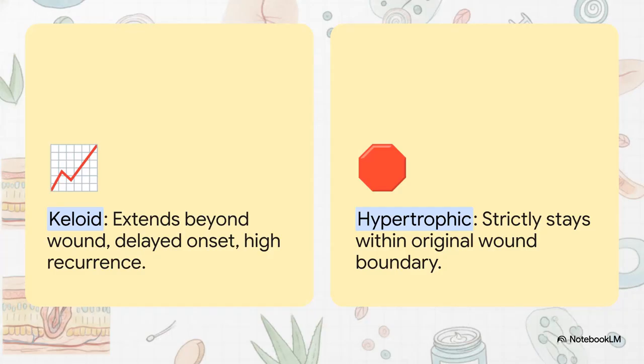Let's lock in this keloid exam pearl right now. Keloids are notorious because they extend beyond the original wound, they have a delayed onset, an incredibly high recurrence rate, and they're more common in darker skin. Compare that instantly to a hypertrophic scar, which strictly obeys the boundaries of the original incision.